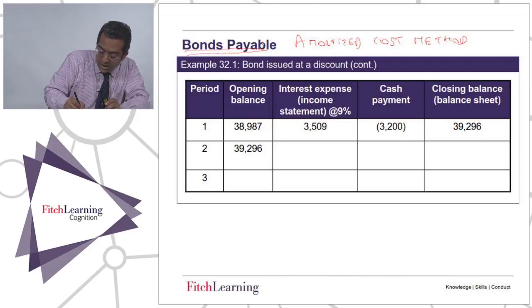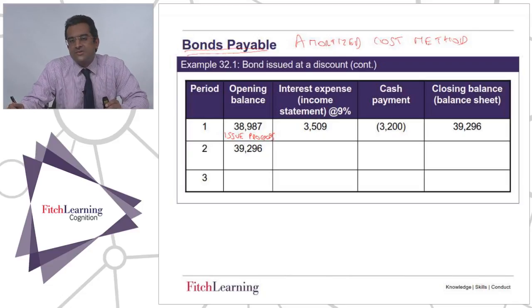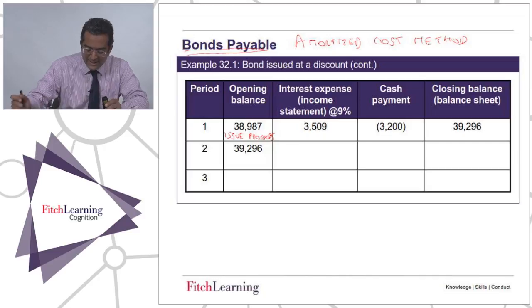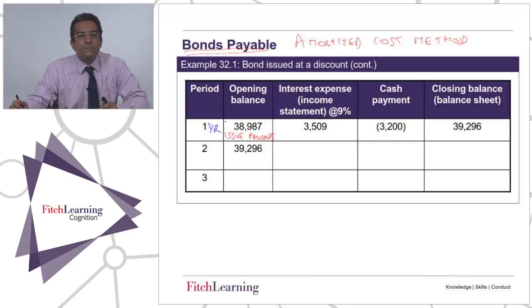Now, look at that. The opening balance as of period 1 is the issuance proceeds. So that's where that number comes from. We already worked out, didn't we? The issuance proceeds is 38,987. And the next thing you've got to do is fill, or at least explain, I think, the numbers that we see in period 1. Of course, guys, period 1 here does mean the first year because all the periods are annual in this example.